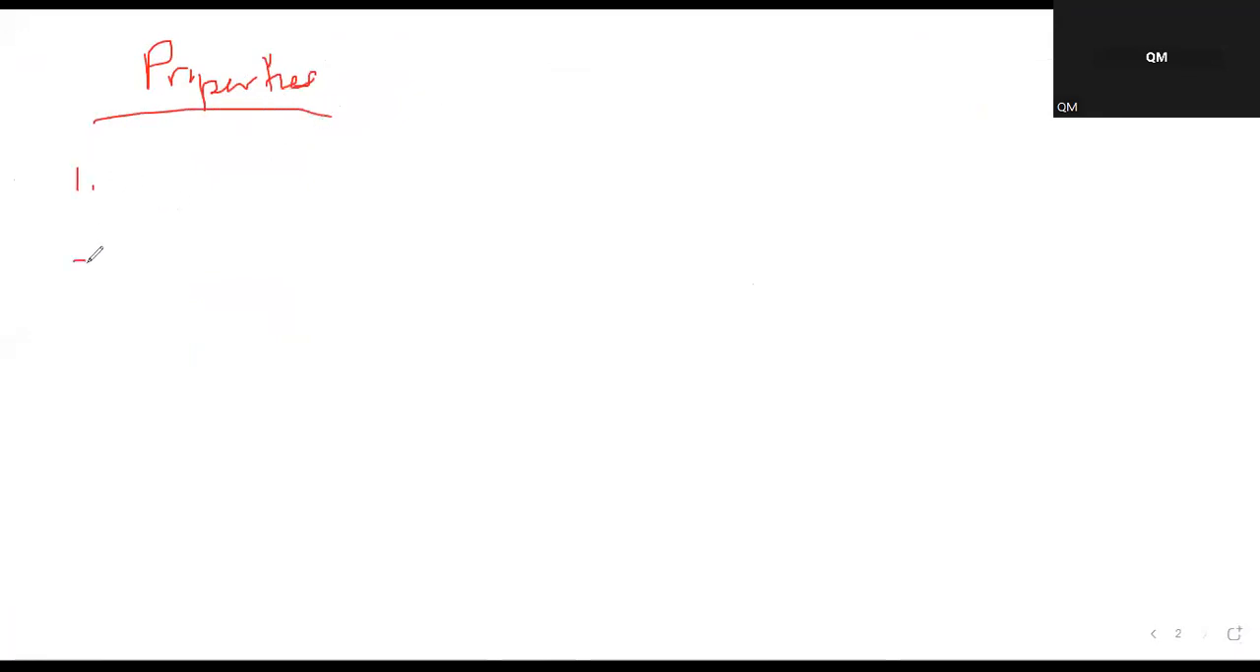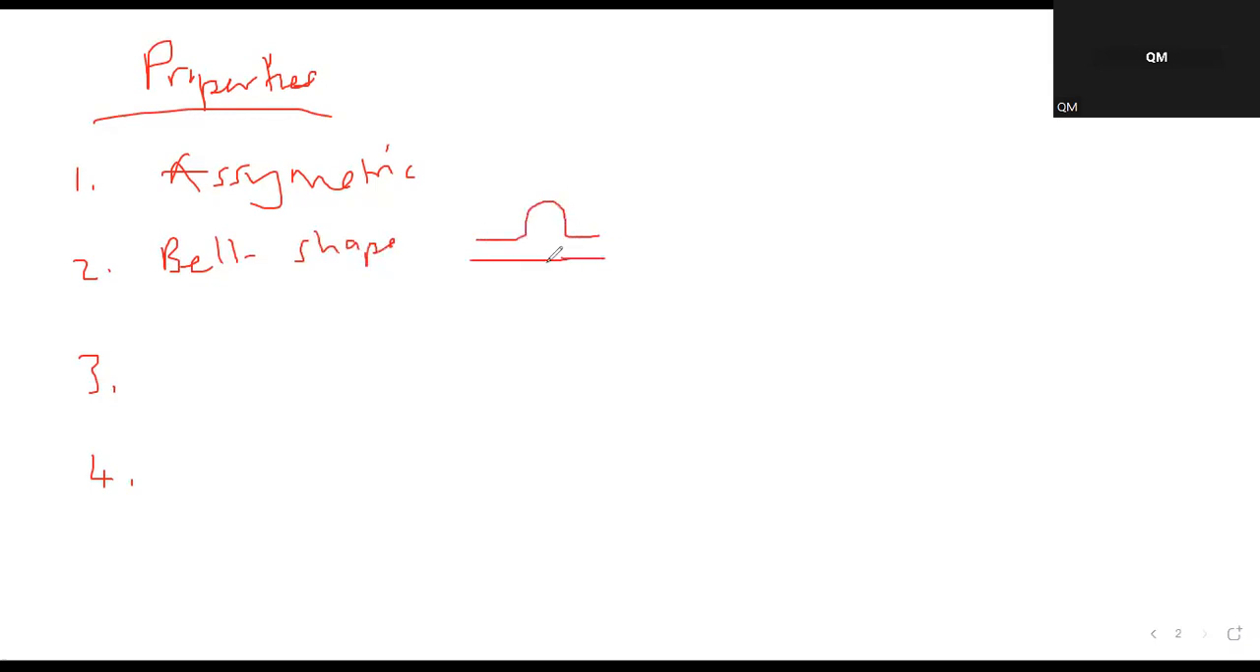Number 1, what did we say? It's symmetric, meaning the mean, the mode, and the median are all at the center. Number 2, what did we say? It's bell-shaped, correct. It looks like this. Number 4, what did we say? The tails do not touch the base. Tails are infinite, correct.